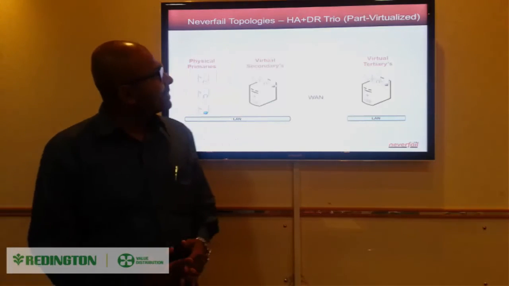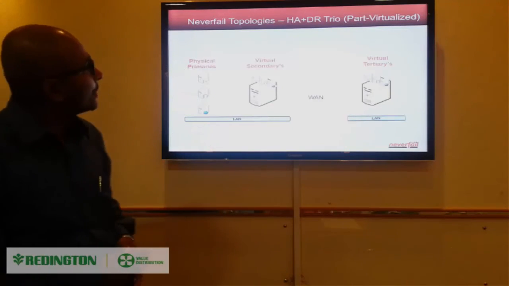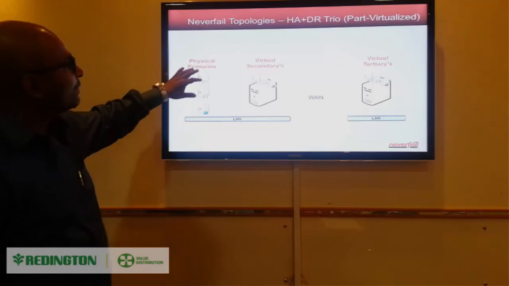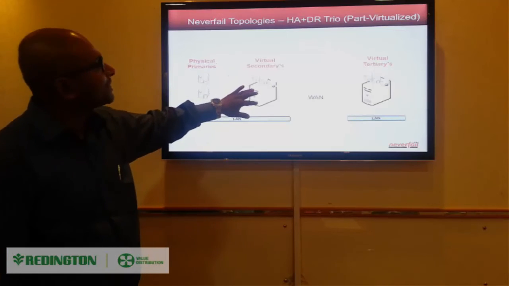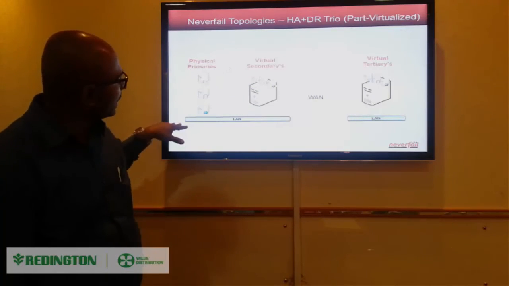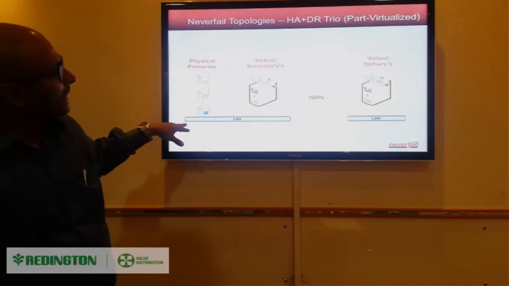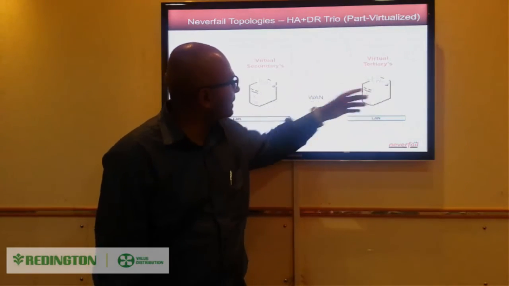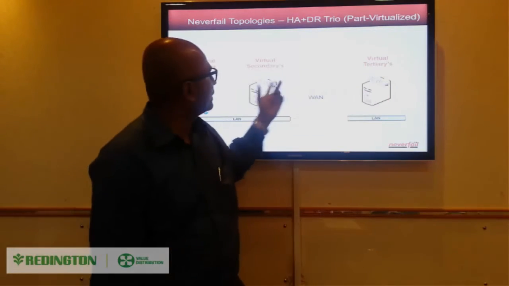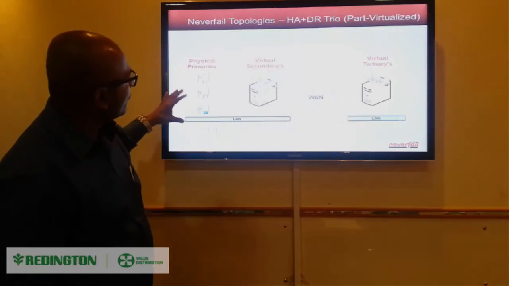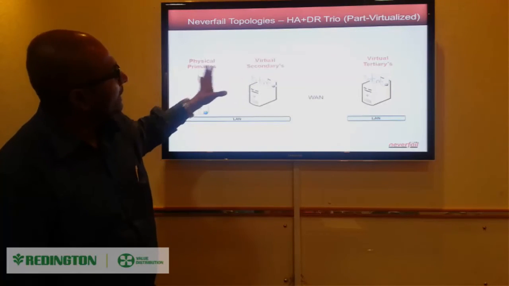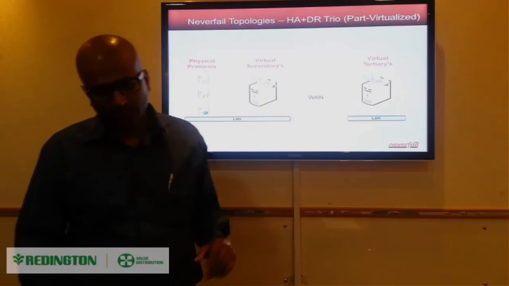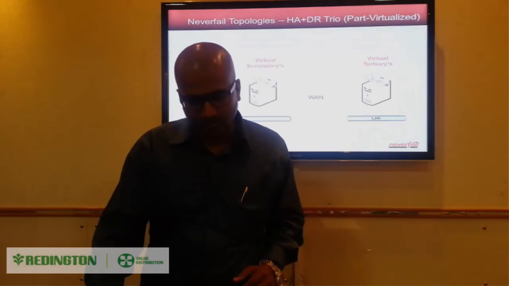Now this is in a virtualized environment. You have an HA DR trio in a para-virtualized environment. That means you have three physical systems which have been virtualized onto one virtual system in the LAN itself, and then you have another virtual server which has the same three virtual machines, as shown in this figure. So it's an environment where you have HA locally as well as DR in a virtualized environment. This is one of the topologies for Neverfail.